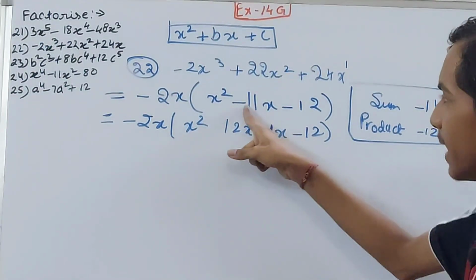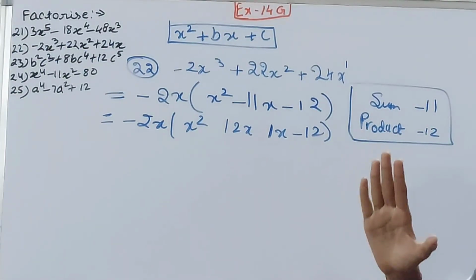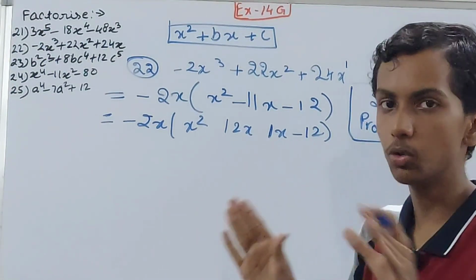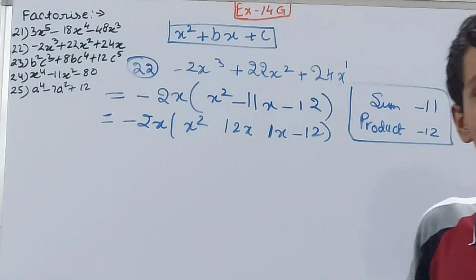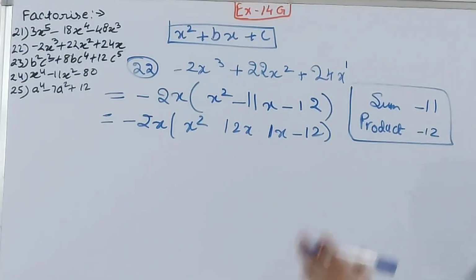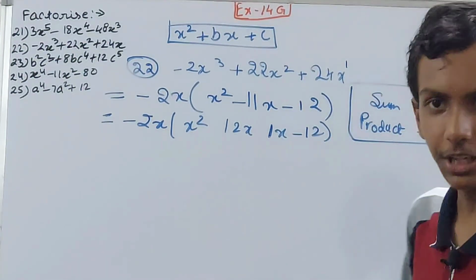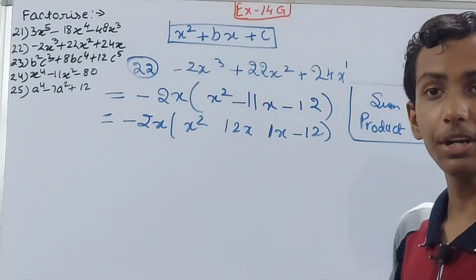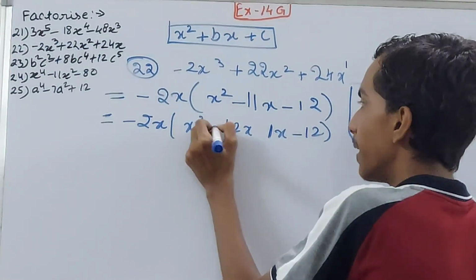So I want minus 11 and I want the product as negative. So can I make both of them minus? No, because minus into minus is going to be plus. So this is eliminated. Now it is very clear that one factor is positive, one factor is negative. If the sum is minus, that means what? That the sign has come off the greater number. That means my greater number will have which sign? Minus sign. So that means you will put minus with 12.